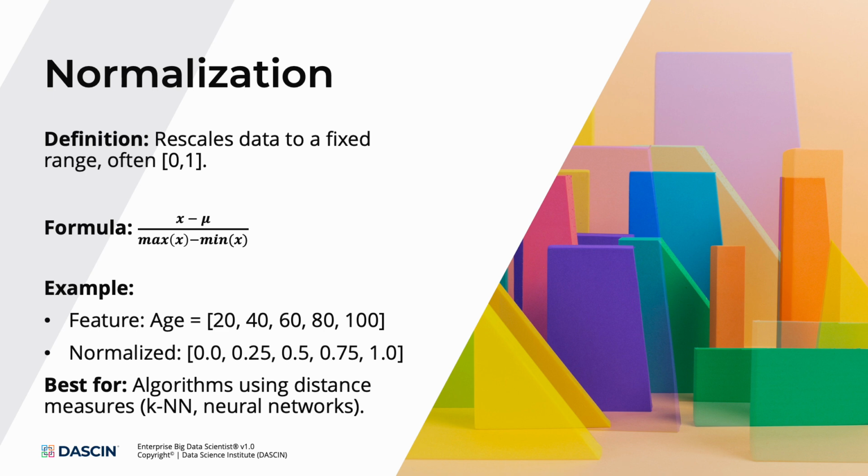Normalization takes your data and compresses it into a fixed range, usually between 0 and 1. The formula subtracts the minimum value and divides by the range, so the smallest value becomes 0, and the largest becomes 1. For example, if our feature is age with values 20, 40, 60, 80, and 100, normalization transforms them into 0, 0.25, 0.5, 0.75, and 1. This technique is particularly important for distance-based models, like k-nearest neighbors, or for neural networks, where keeping input values in a bounded range improves training stability.